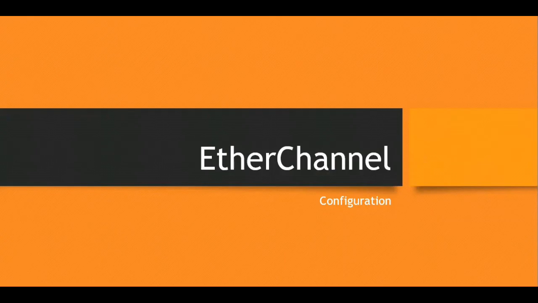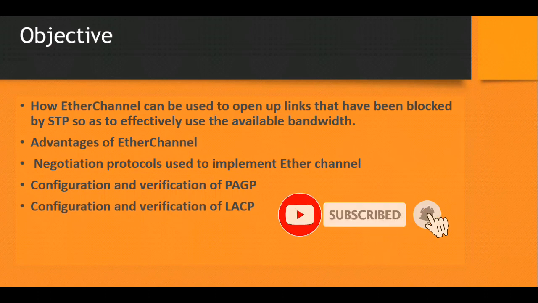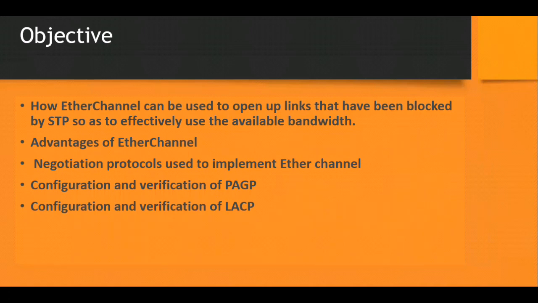Before we proceed further to the configuration, let's understand today's objectives. We will be learning how EtherChannel can be used to open up the links that have been blocked by the spanning tree protocol, so as to effectively use the available bandwidth. We will also cover the advantages of EtherChannel, the negotiation protocols used to implement it, and the modes of configuration, that is, port aggregation protocol and link aggregation protocol, in our lab today.